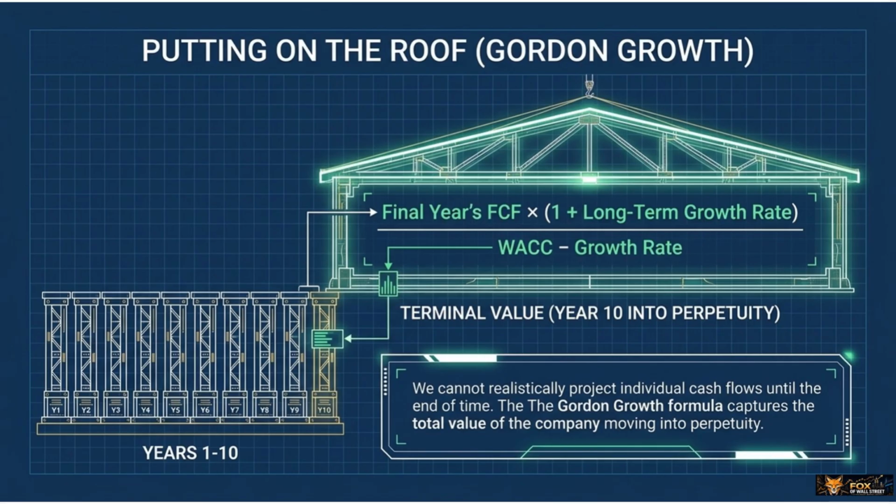You just take your final year's free cash flow, multiply it by 1 plus your long-term growth rate, and then divide all that by your WACC minus the growth rate. This gives you the total value of the company moving into perpetuity. And once you have that massive number, you bridge from enterprise value to equity value by adjusting the balance sheet.